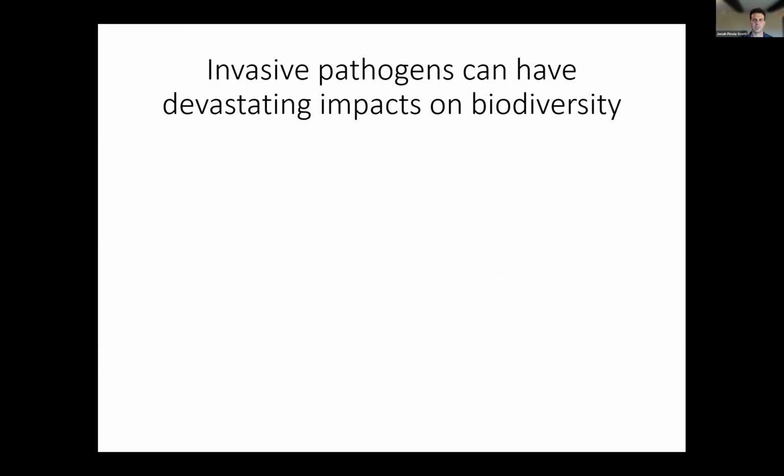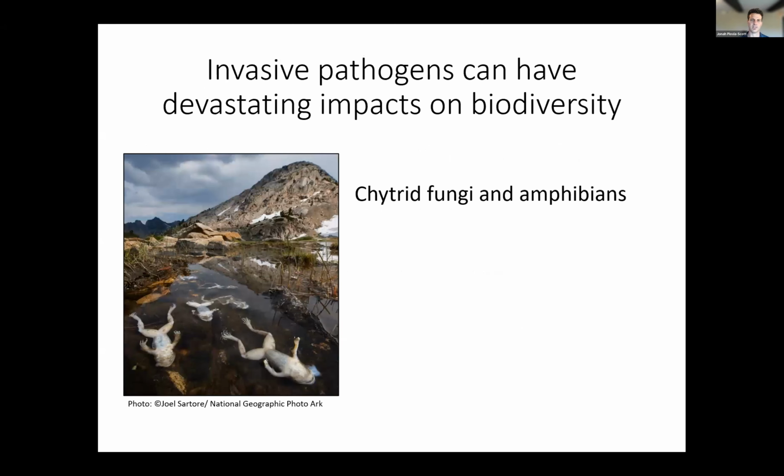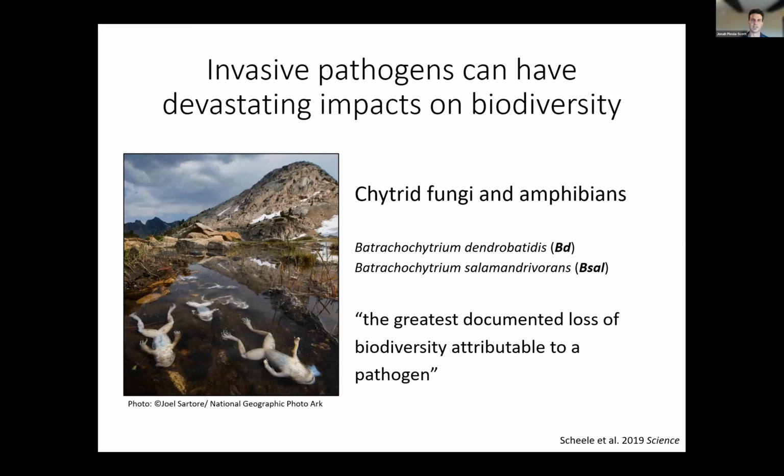I think it will not come as a surprise to anybody in this audience that invasive pathogens can have devastating impacts on biodiversity. And the impact of these chytrid fungi on amphibians has become sort of a poster child for this phenomenon. As I mentioned, there's two species. I'm not going to trouble you with the Latin names, but I'll call them BD and B-Sal. And these two species have contributed to the greatest documented loss of biodiversity attributable to pathogens, at least in our sort of recorded history.